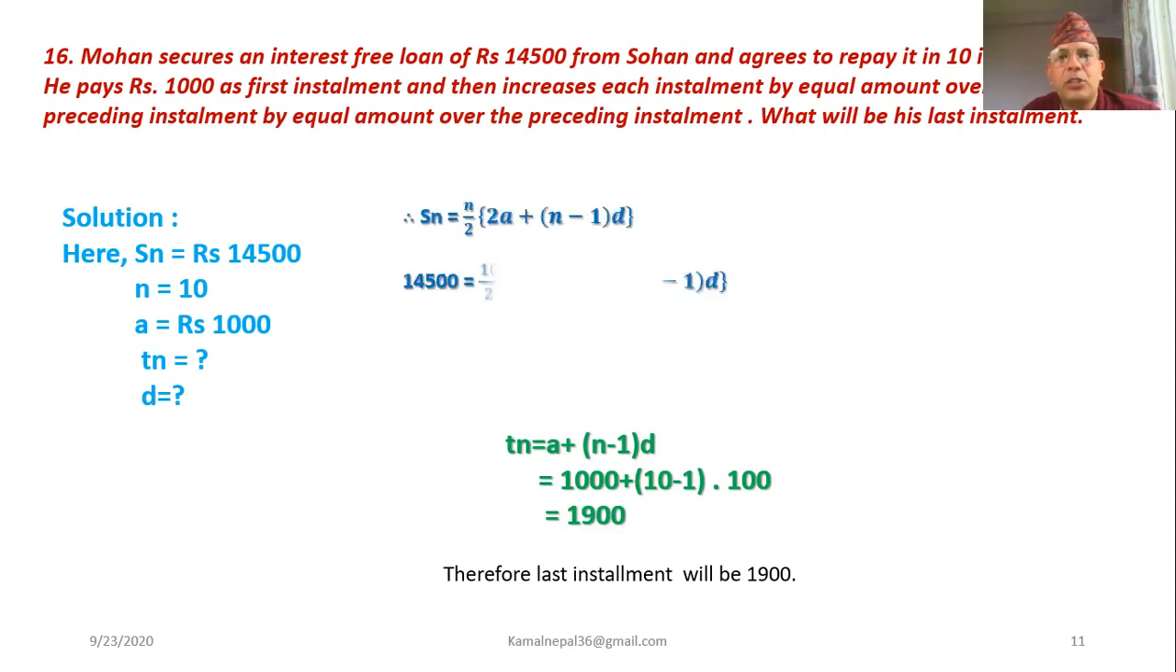So Sn is equal to n by 2 times 2a plus n minus 1 D. Then you can substitute the values. Sn is 14,500 is equal to, in the place of n, 10, and a is 1,000, and D we are going to find out. So you got D is equal to 1,000. You can solve this one. Then we need to find out Tn. Tn is equal to a plus n minus 1 D. It is 1,000 plus 10 minus 1, it is 9 into 100, 900 plus 1,000 is 1,900. This is the last installment, which is 1,900. Yeah, it is your solution. So try to do it yourself also.